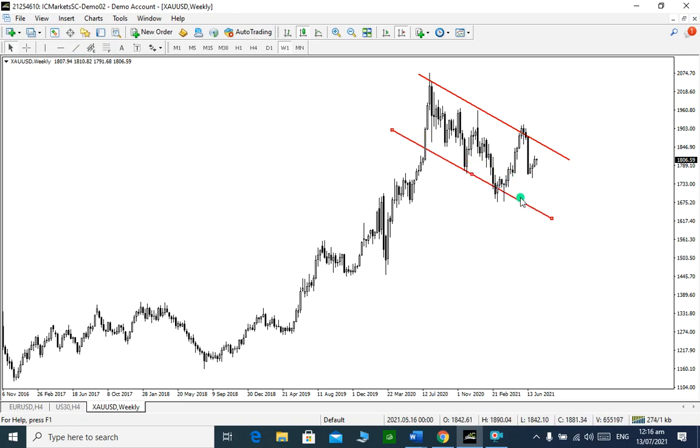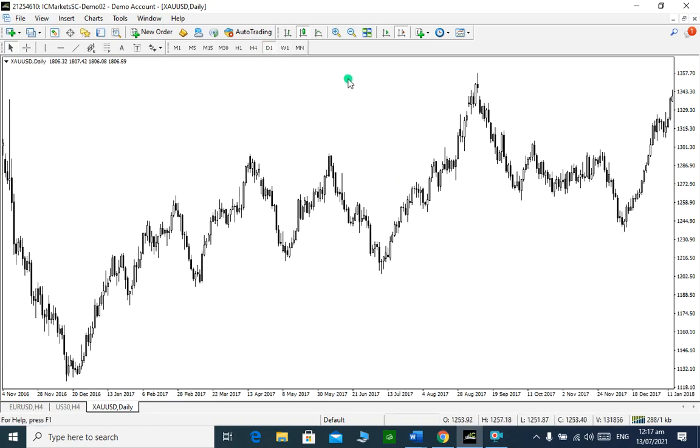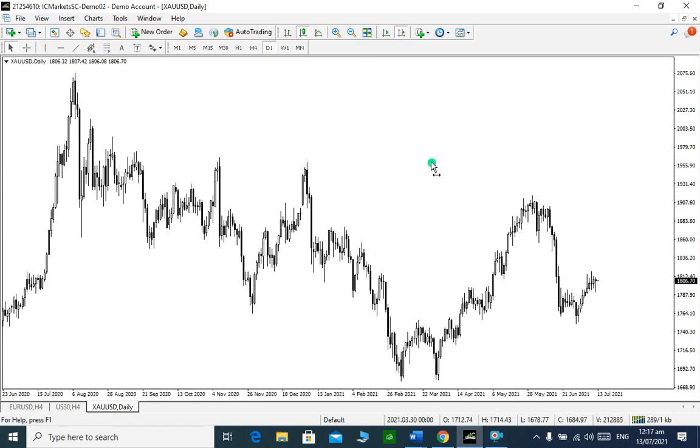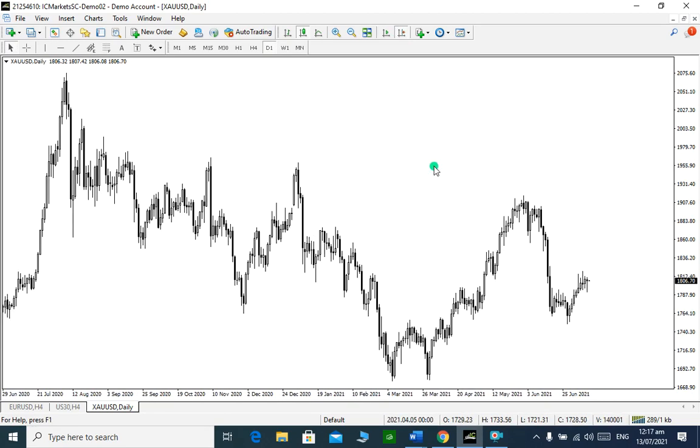We're not going to trade off the weekly time frame, because we're not going to do position trading. We want to swing trade this particular asset, so we have to use a lower time frame for this. So I'm going to delete these trend lines. Now let's drop down to the daily time frame to further look into the structure of this market. From the daily time frame, you can see clearly what this market is doing. It has started pushing down lately.